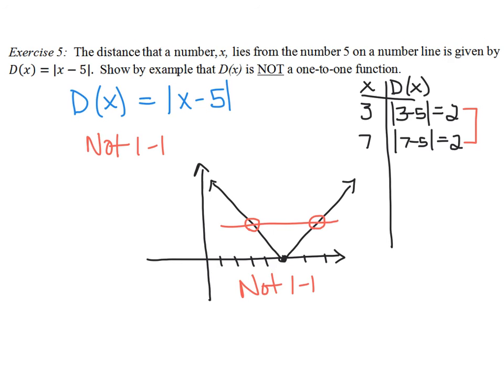So we have numerically shown our solution that it is not one-to-one, and we have also graphically shown that this is not a one-to-one function. In Algebra 2, it's very often going to be important that we can show using multiple representations and prove it in two different ways the way that we did this example.